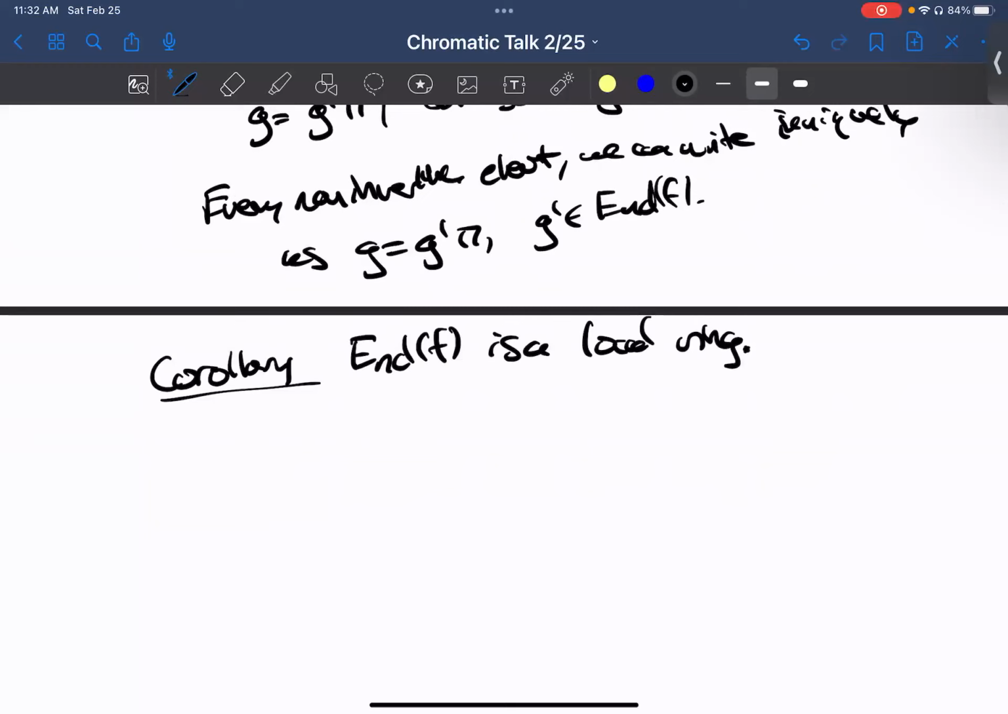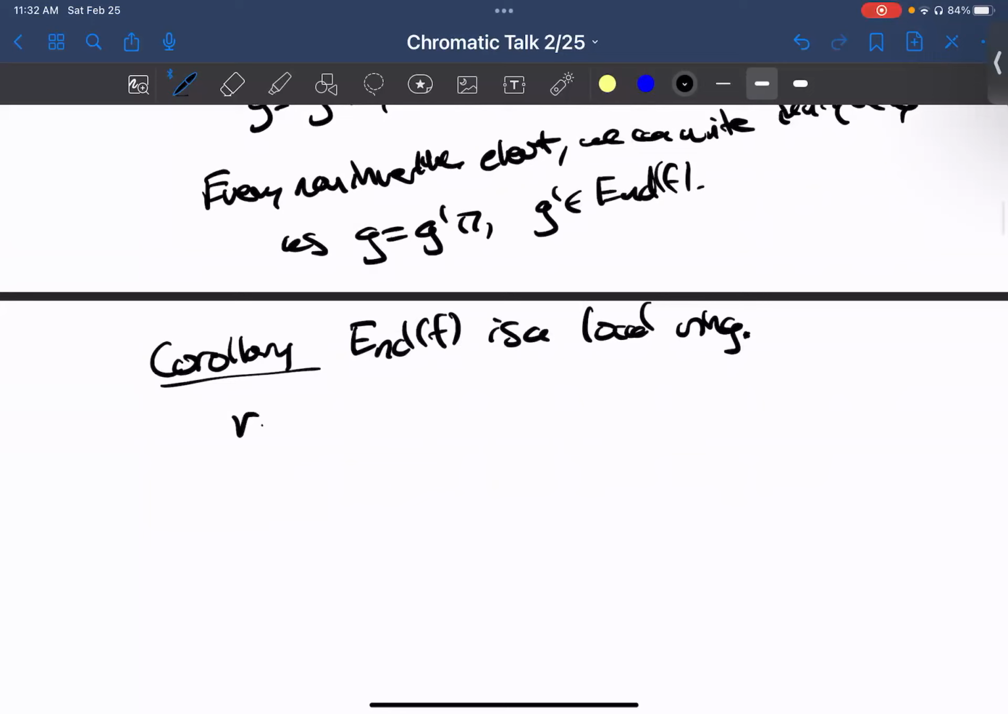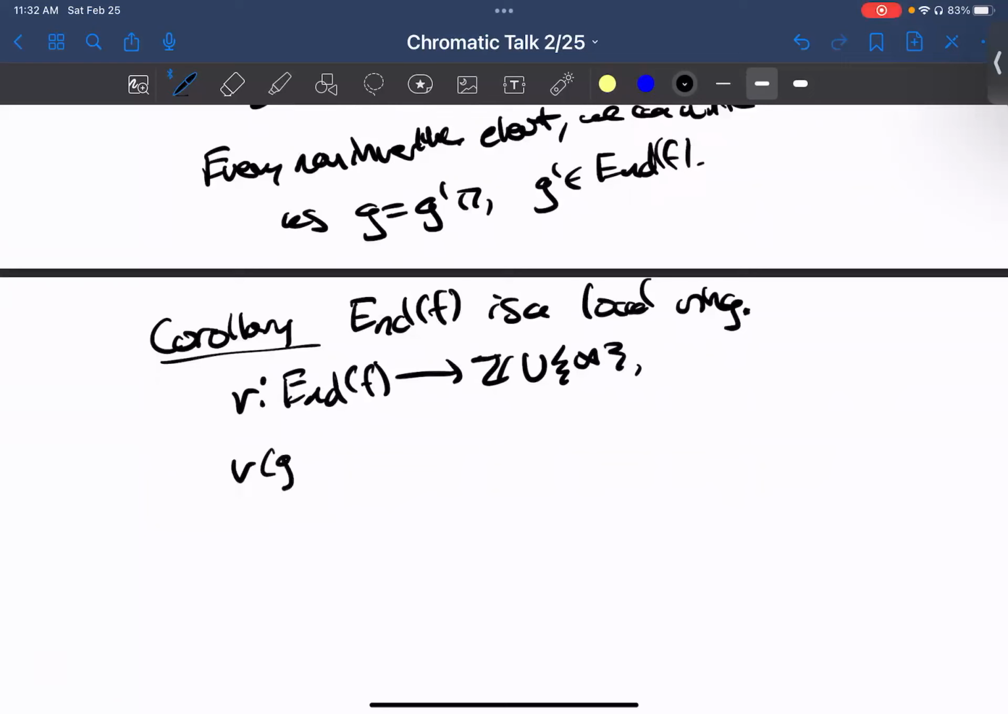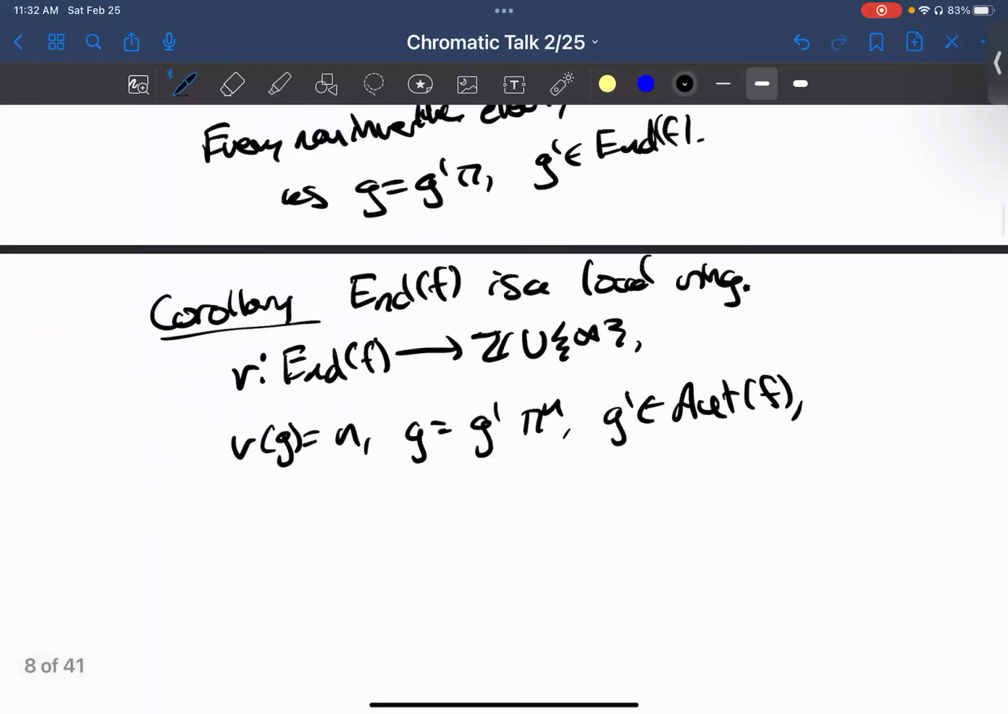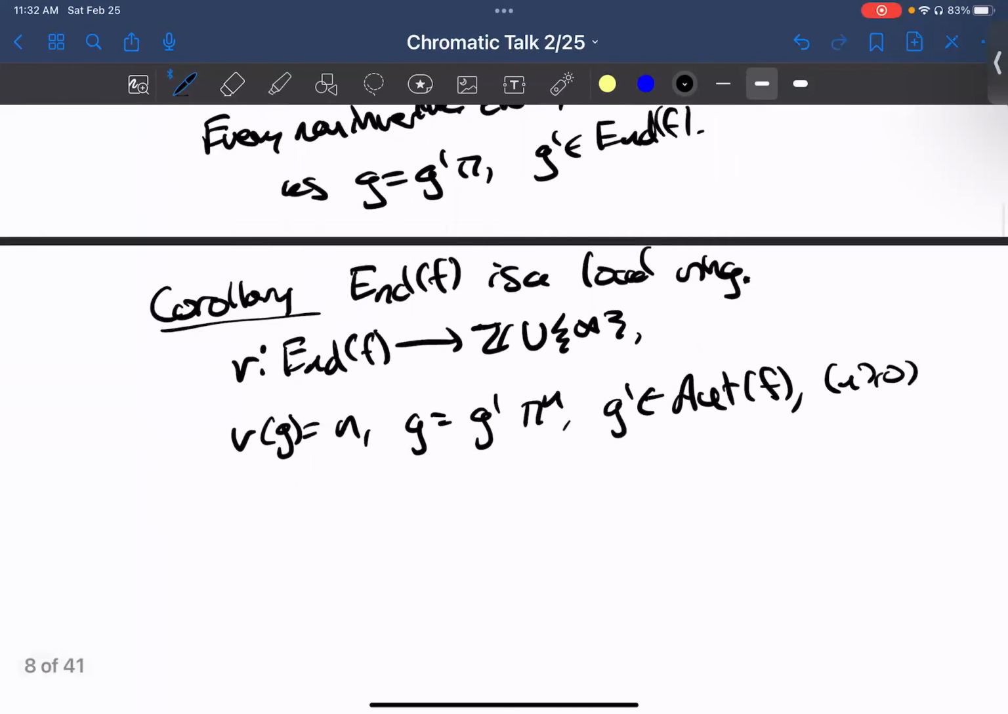It's non-commutative, but it basically would be a DVR because we can define, this is different new from before, but we're going to map this to Z union infinity, some sort of discrete valuation. Nu of G is equal to n, where G is equal to G prime times pi to the n, where G prime is a unit and is uniquely determined with this property, and is actually greater than or equal to 0. And by convention, we take nu of 0 is equal to infinity.